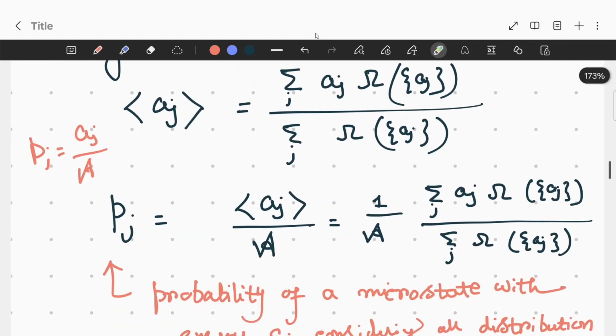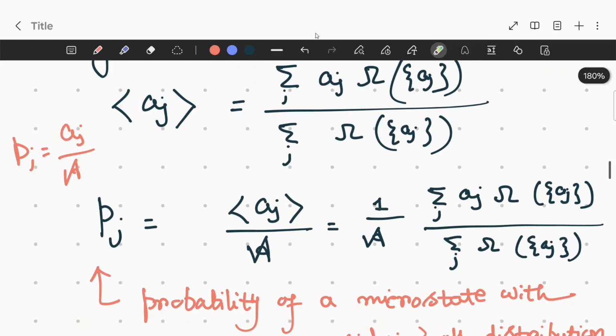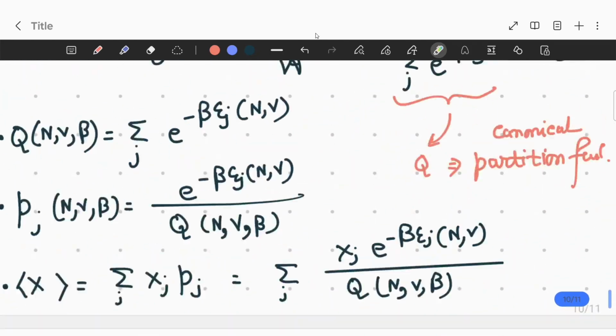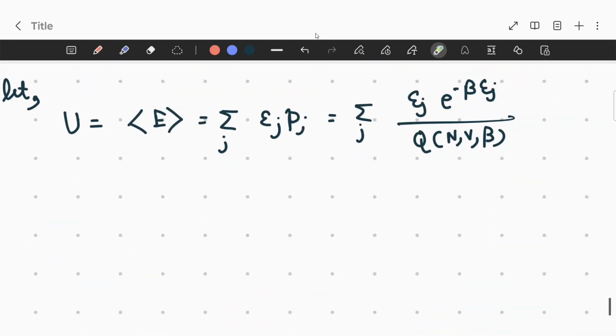So now we will calculate the various properties. But first, we will see what this beta means and what the thermodynamical laws are. Because this is the canonical ensemble, I want to cover everything. I will not leave anything.